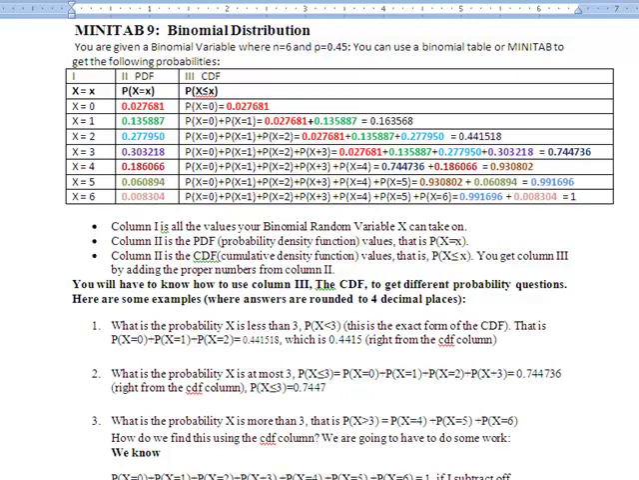In our next installment, we'll do a couple more examples and talk about the mean and standard deviation of a binomial distribution.